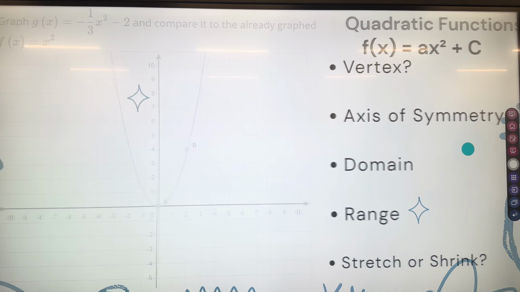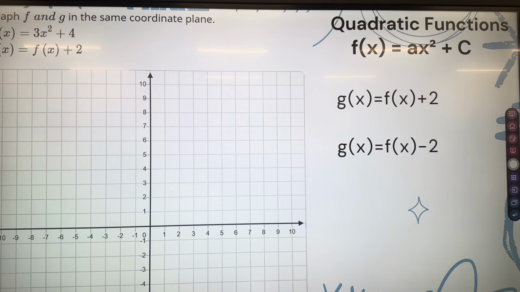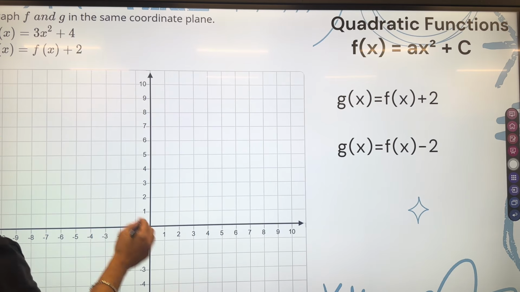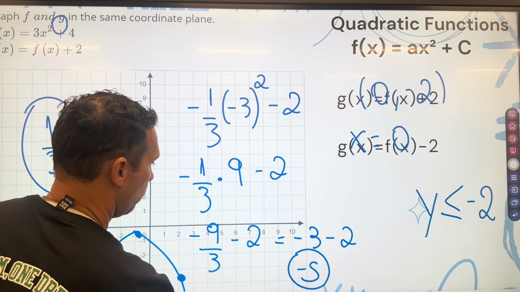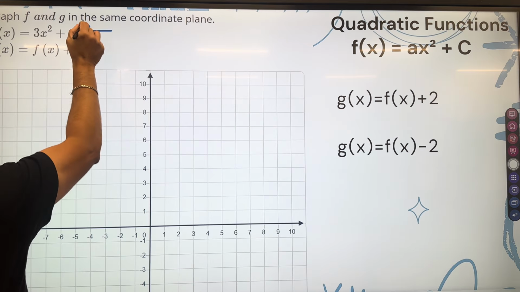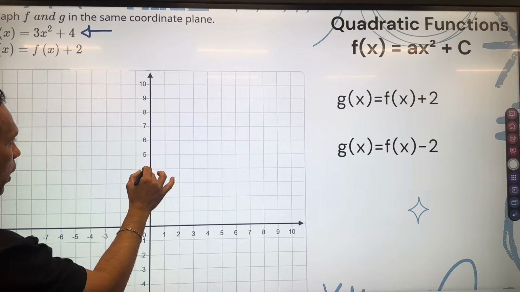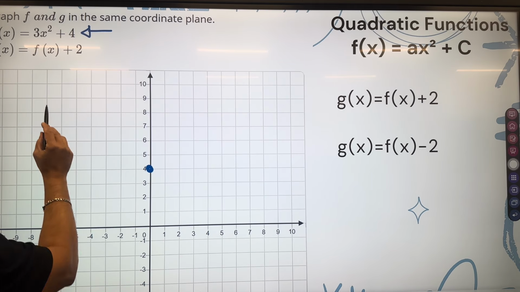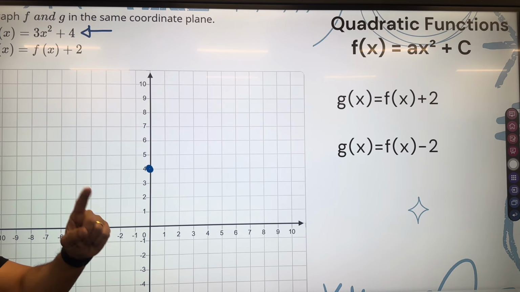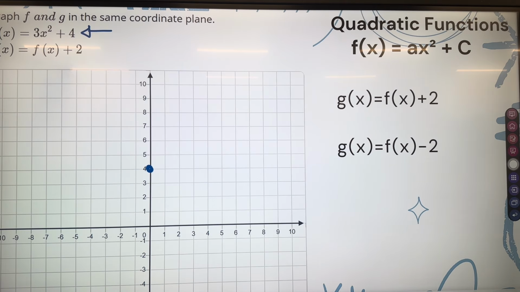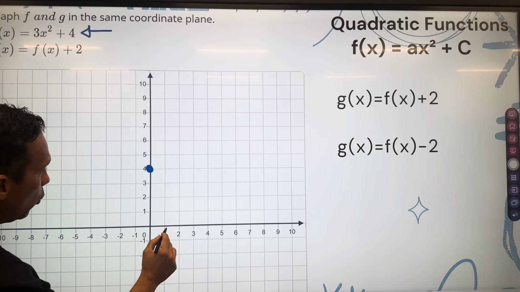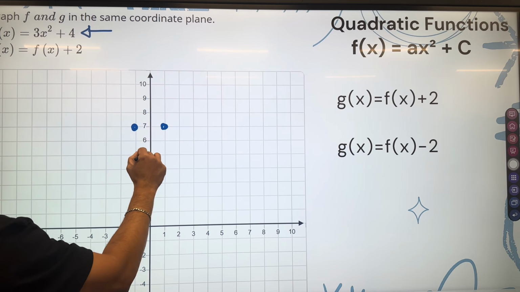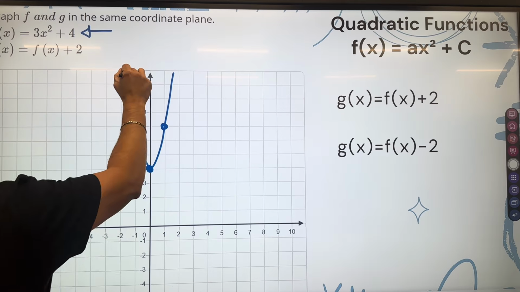For the last one, we have comparing the functions. What happens with the function? In this case, we graph the first one, f of x. It goes 4 up. After that, let's say x is equal to 1. If we plug in 1 to the power 2, 1 times 1, 1. 3 times 1, 3. Plus 4, 7. So 1 goes to 7. What we do on one side, we do on the other side. This is the first graph we have.